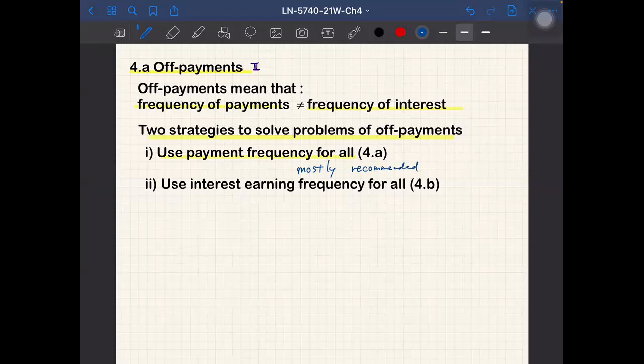And the second method is to use the interest earning frequency for everything. So if the payment is monthly and the interest is annual, then always use annual. The formula becomes more complicated than the standard annuity and perpetuity formulas, but sometimes it is more convenient to use the annuity formula. Sometimes if we use more than one annuity formula, we can calculate the answer quickly. So basically, it's optimized for the calculator.